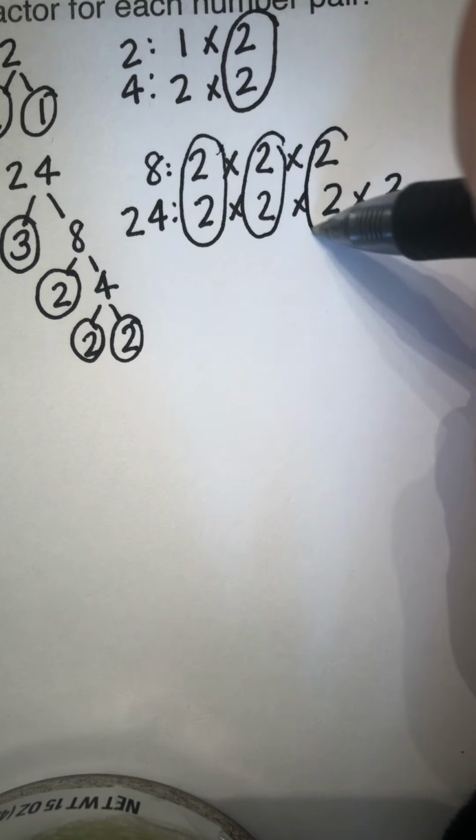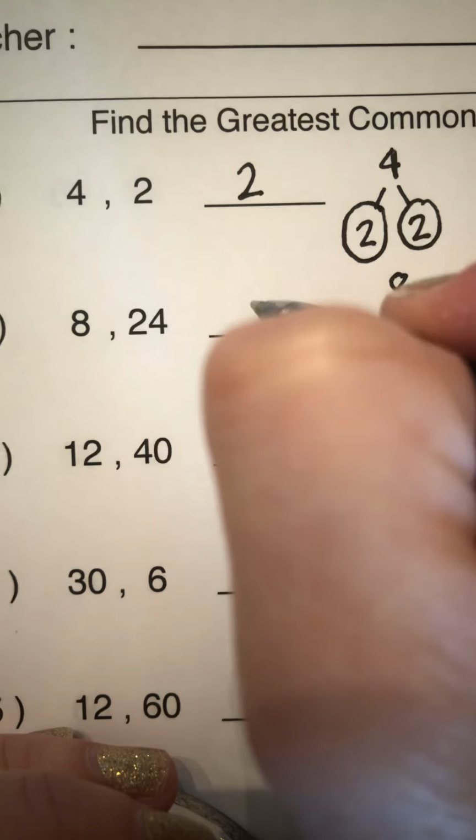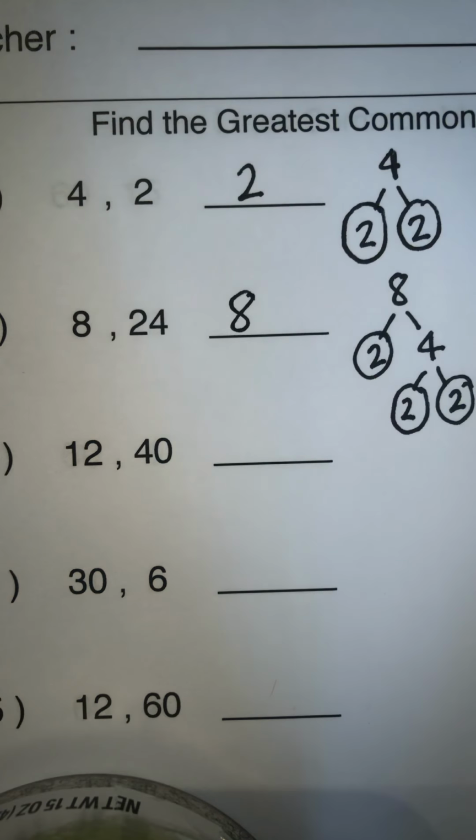And then here we'll see we have 2 times 2 times 2. So we'll say 2 times 2 is 4, and 4 times 2 is 8. So our GCF is 8. That 8 is the greatest number that will go into both 8 and 24. That's the biggest number that will go into both 8 and 24.